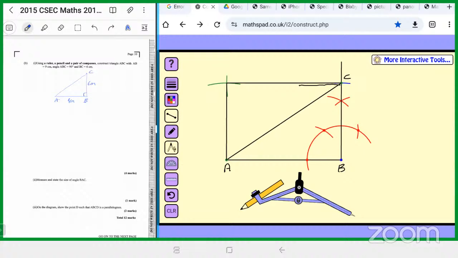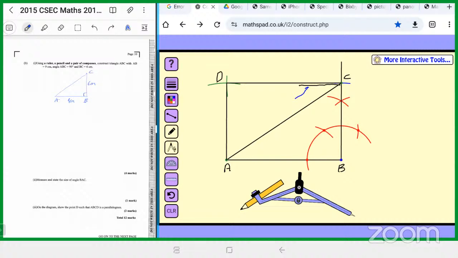So that little squiggly line right here, let's ignore it for the time being, please. It's not a part of it. But how I found my parallelogram is I transferred the length from opposite sides using the compass by making arcs of the same length.